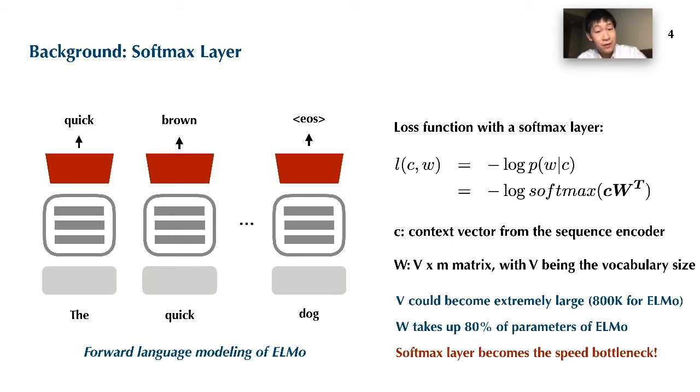When training on very large corpora, they could become very large. For example, for Elmo trained on the 1 billion word corpus, the vocabulary size is 800,000. The resulting matrix W takes up 80% of all parameters of Elmo. In such a case, the softmax layer becomes a speed bottleneck.